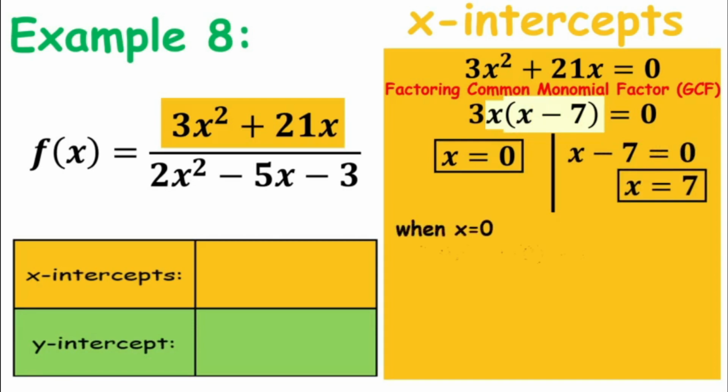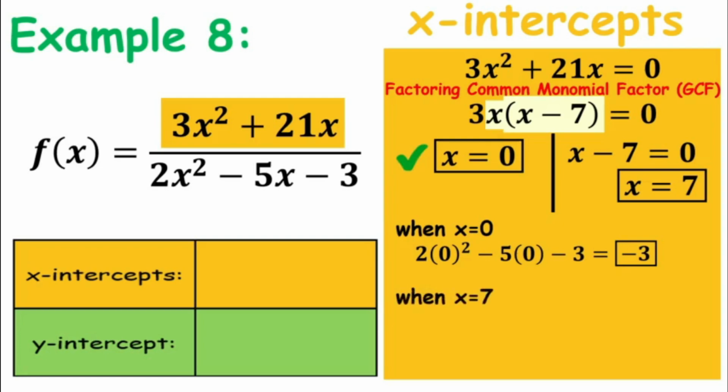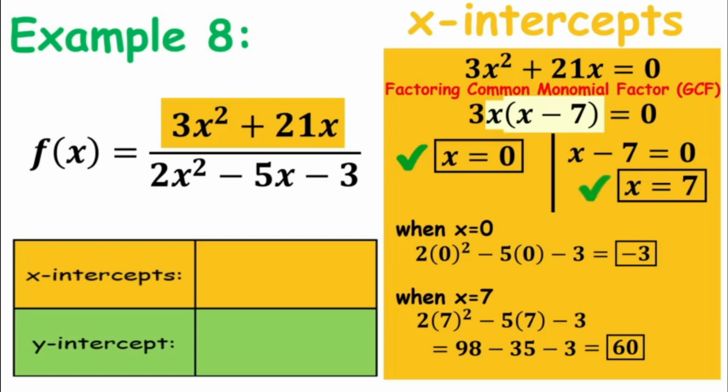When x is 0, 2 times 0 squared minus 5 times 0 minus 3 gives us negative 3. Since negative 3 is a non-zero number, 0 is an x-intercept of the function. When x is equal to 7, 2 times 7 squared minus 5 times 7 minus 3 is equal to 98 minus 35 minus 3, which gives us 60. Since 60 is also a non-zero number, 7 is also an x-intercept of the function. The two x-intercepts of the function are (0, 0), or origin, and (7, 0).